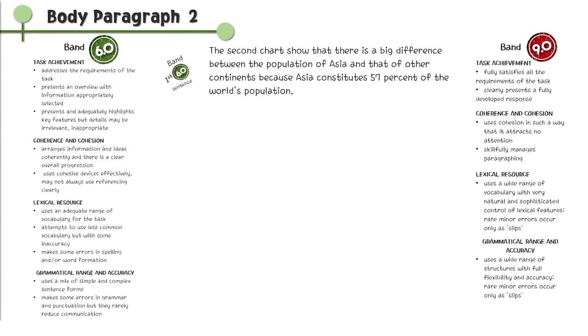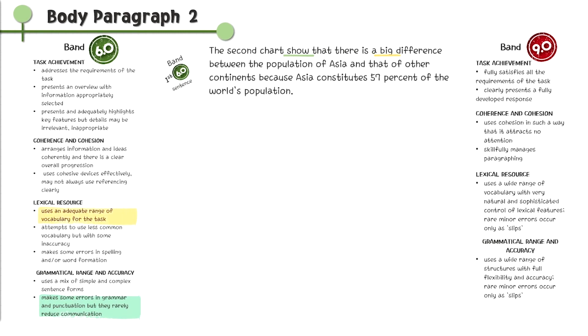The second chart shows that there is a big difference between the population of Asia and that of other continents because Asia constitutes 57% of the world's population. Moving on to the second paragraph, the first sentence used the word show. It should be with S as the subject is singular. Here we should be careful with our grammatical mistakes.